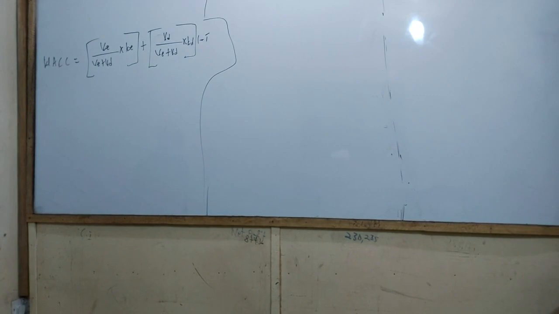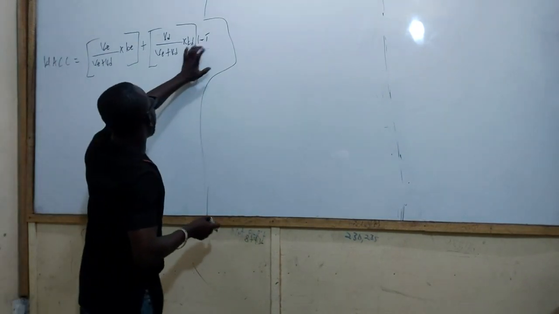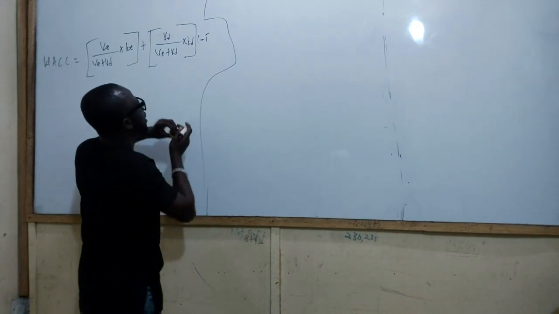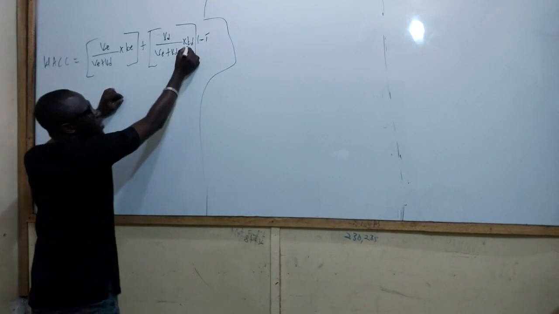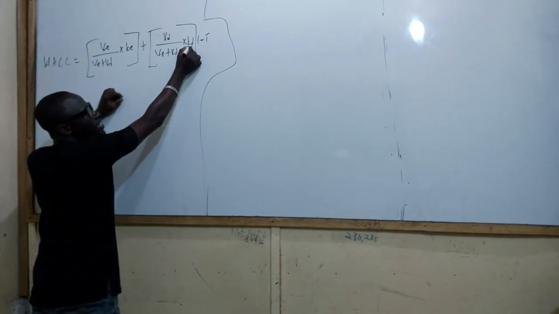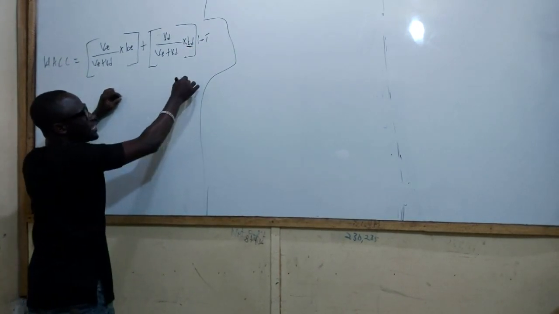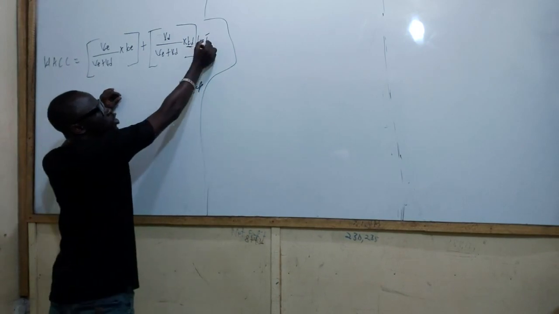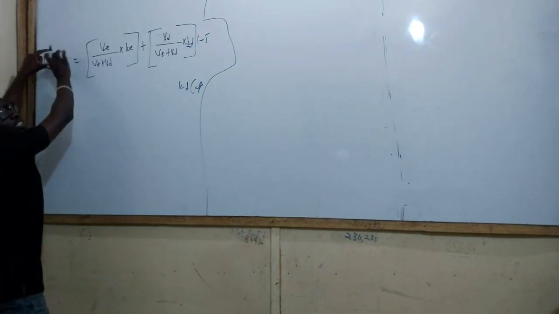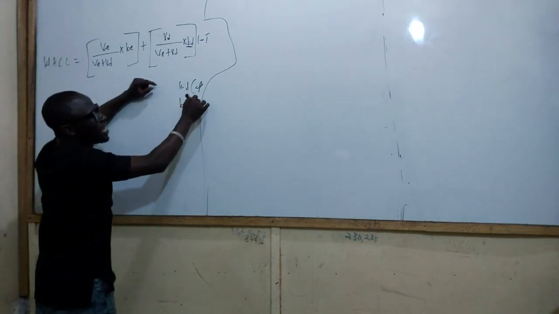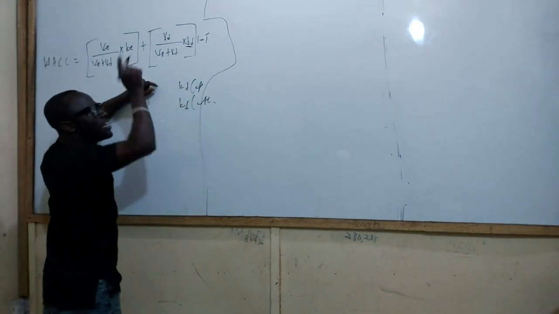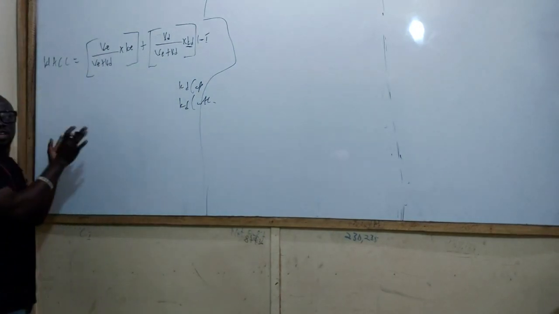Please note, the tax we are bringing here, there are two choices. You can decide to bring the tax when you are calculating the KD. If you calculate KD after tax, then there is no need to bring tax again when you are calculating the WACC. Or you can calculate the KD without tax, then in that case you can bring the tax here.